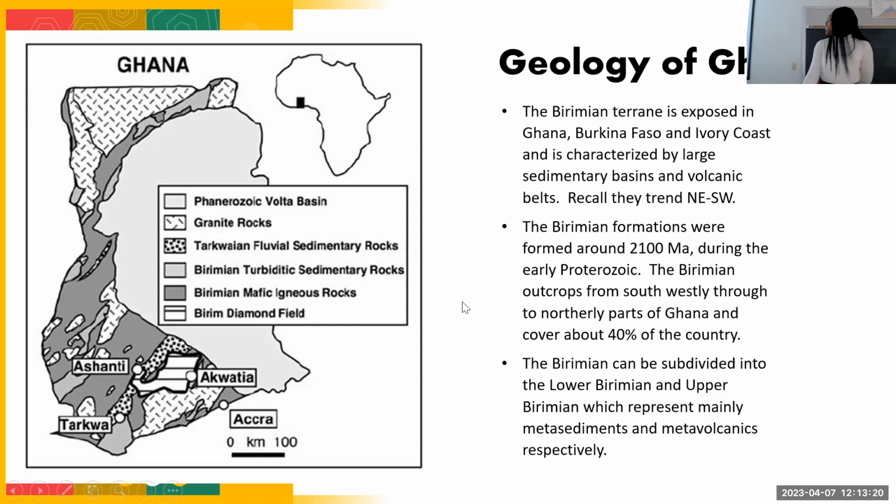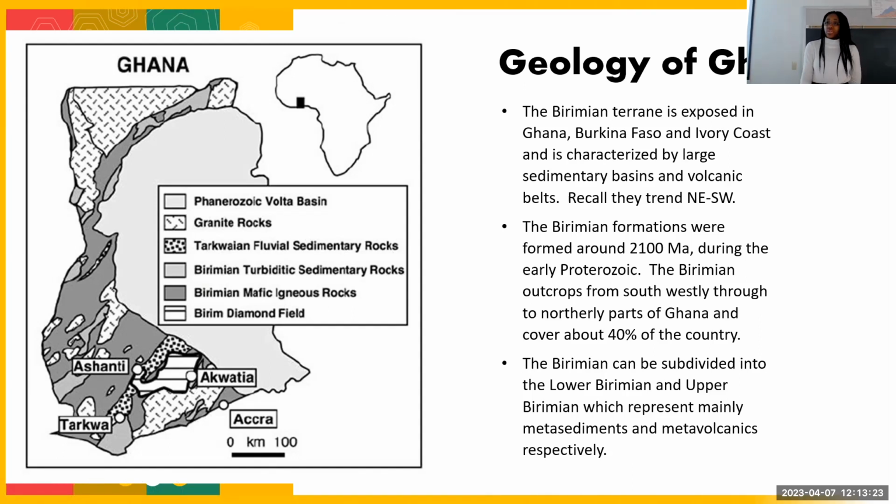On to the geology. The Birimian terrain, as mentioned earlier, is exposed in Ghana, Burkina Faso, and the Ivory Coast, and is characterized by very large sedimentary basins and volcanic belts. They trend around northeast to southwest. The Birimian formations were formed around 2 billion years ago during the early Proterozoic, and the Birimian outcrops from southwest to north parts of Ghana, covering around 40% of the entire nation. The Birimian is subdivided into the Lower Birimian and Upper Birimian, which represent mainly metasediments in our Lower Birimian and metavolcanics in our Upper Birimian.